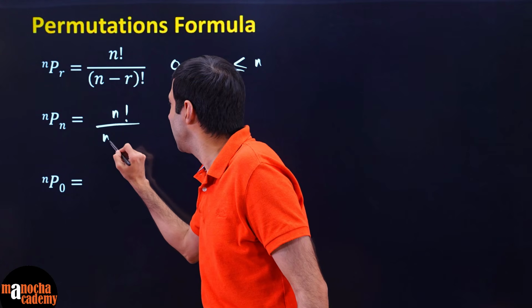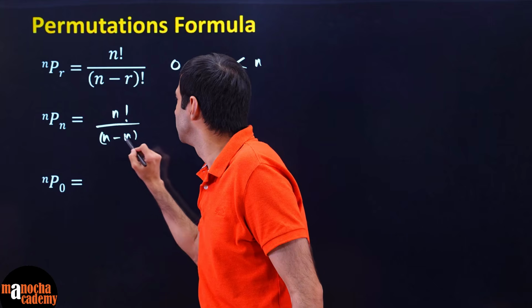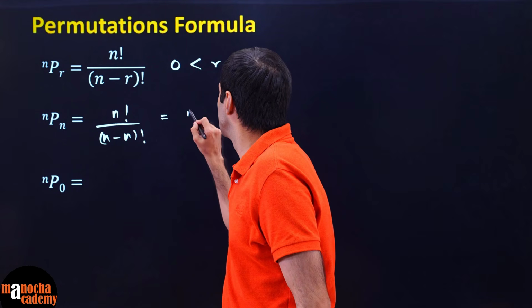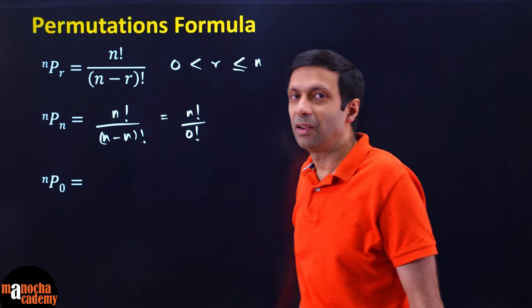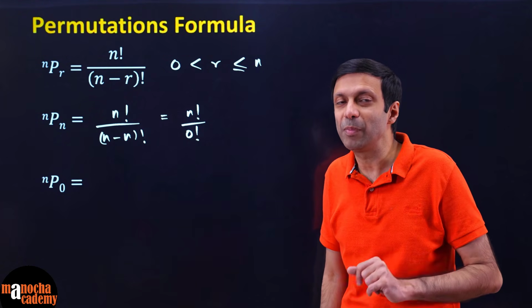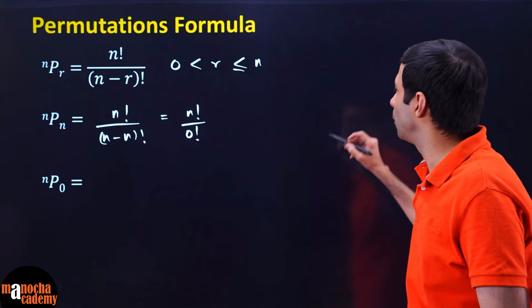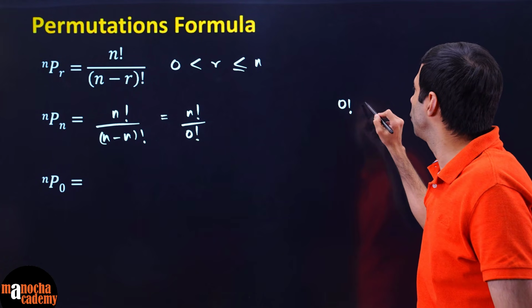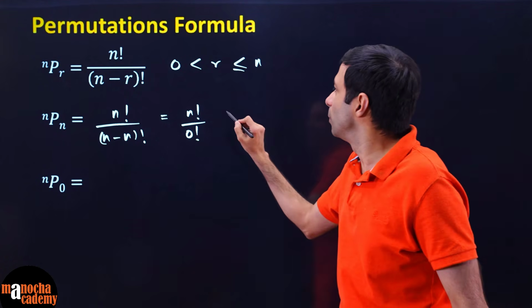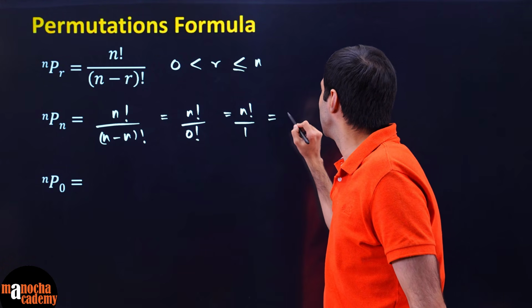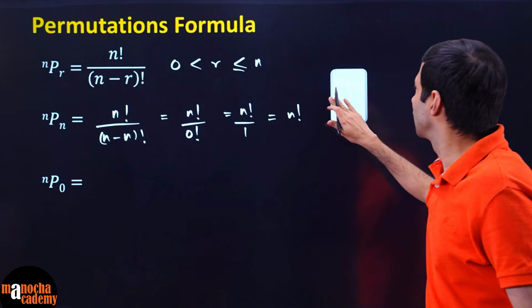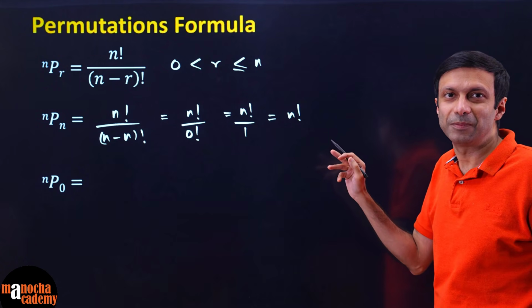So this is going to be n minus n factorial, and n minus n is 0. So I'm getting n factorial divided by 0 factorial. And guys, like we had discussed before, remember, 0 factorial is 1. So don't forget that 0 factorial is 1. So basically we are getting n factorial divided by 1. So the answer is n factorial. And this is exactly what we expected, right?